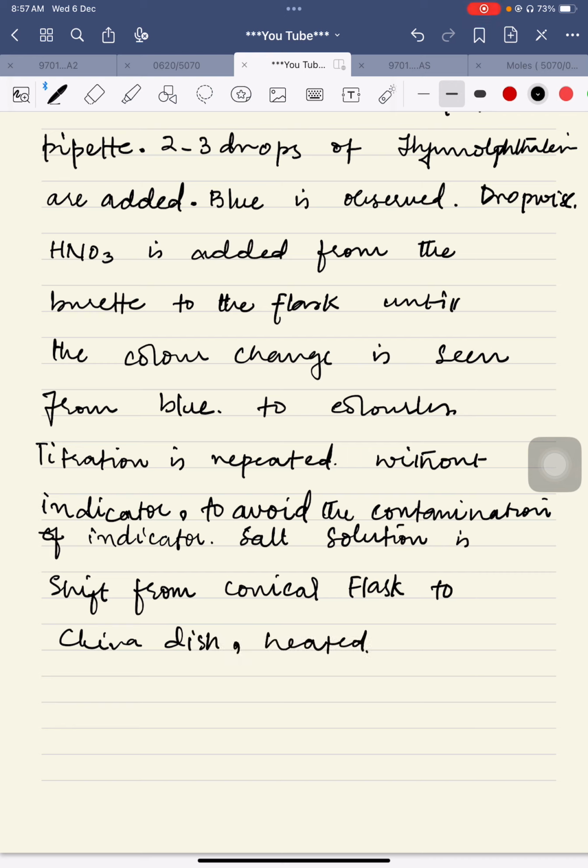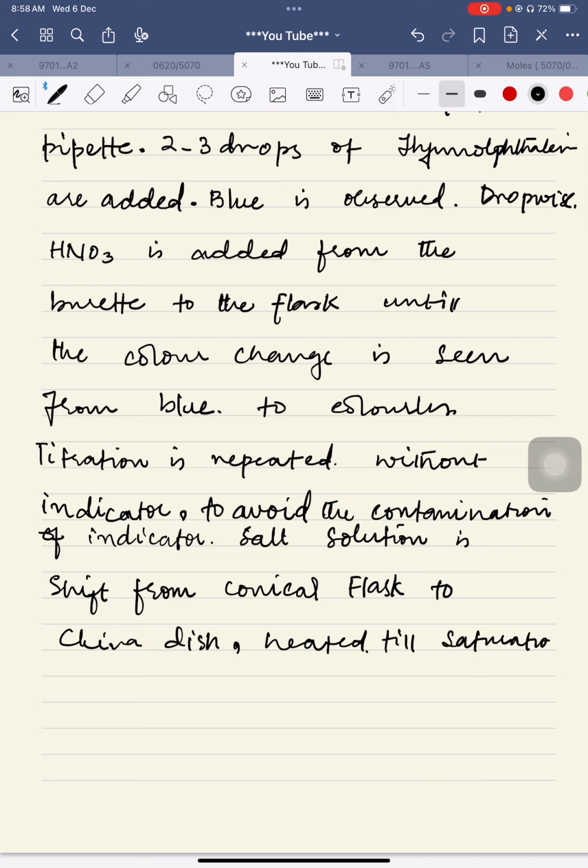On which thing are we going to heat it? We are going to heat it on a Bunsen burner because it has a high boiling point. It will not catch a flame either. So that's why it can be heated on a Bunsen burner. Flask to china dish, heated till saturation or crystallization point.